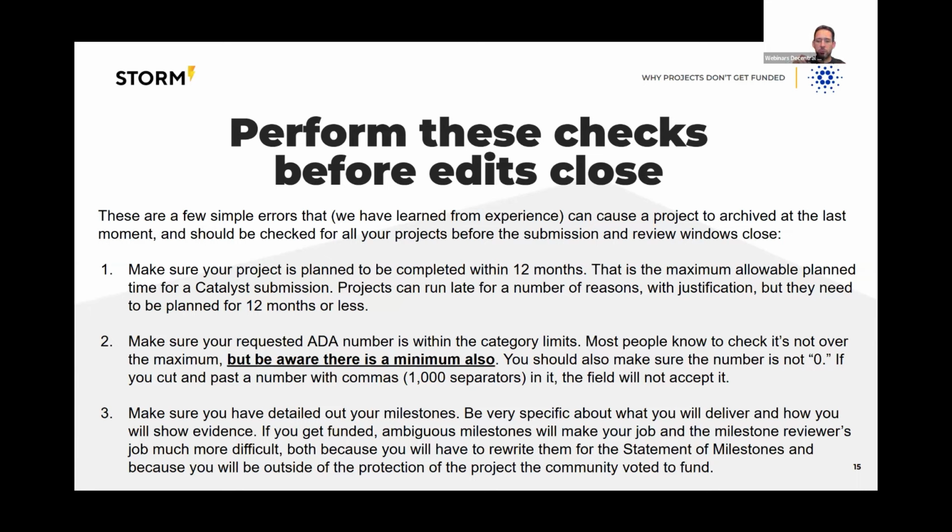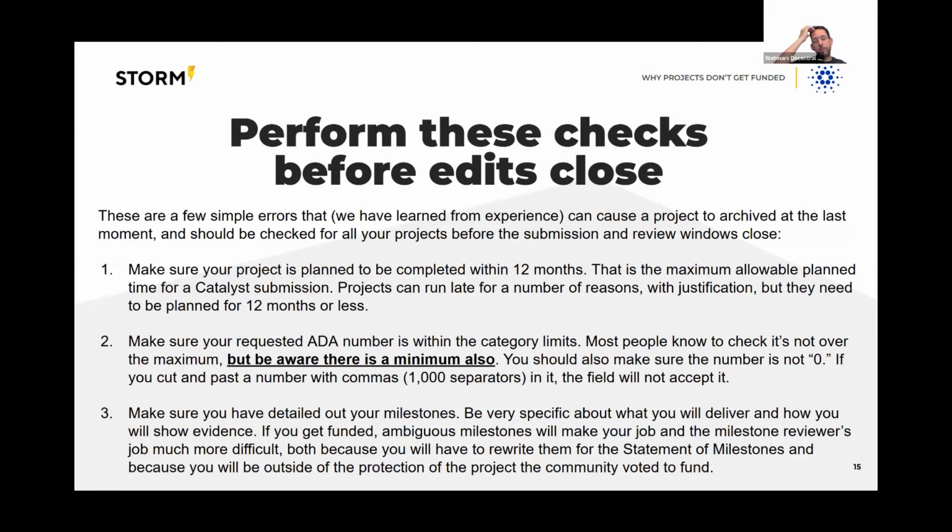But typically we use 1,000 separators when we're writing out our numbers. And if you paste a number that has commas in it into the field in the proposal submission, it will register as 0 because it will reject that submission. So be careful if you're going quickly and you're trying to cut and paste these things in at the last minute, that you don't end up with a 0 number, which again would be below the minimums for all categories and would get your project automatically archived.